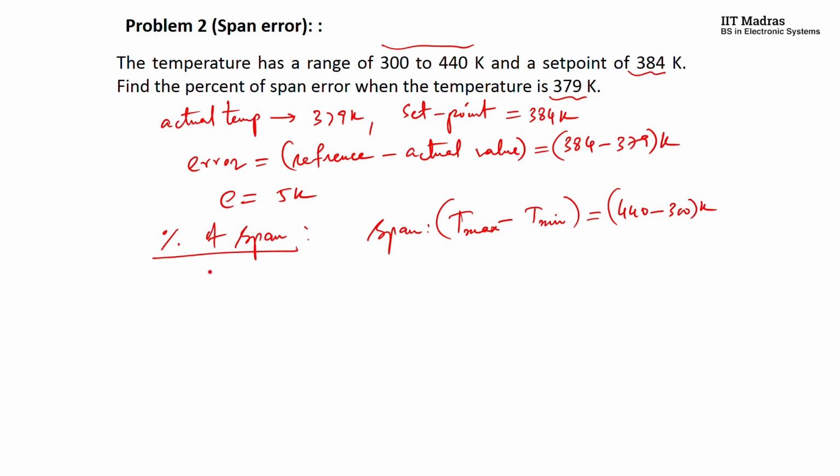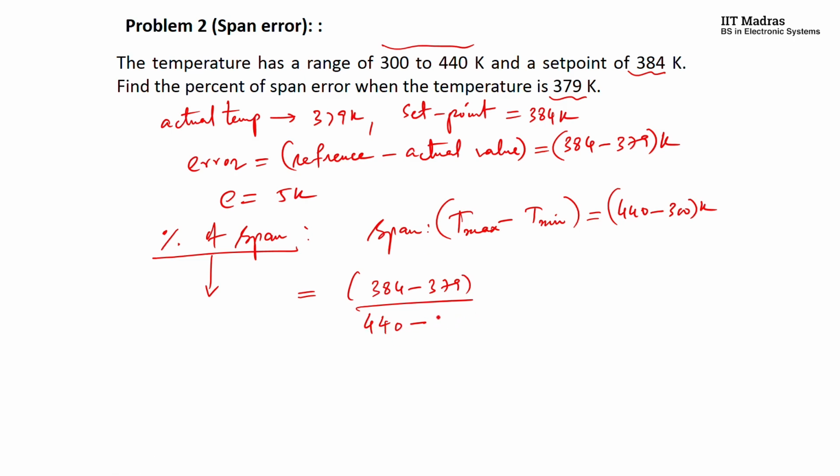Now what does it mean by percentage span error? For percentage span error, we need to calculate the error, which is the reference minus the actual value. You can just write 384 minus 379 as the error, divided by Tmax minus Tmin.